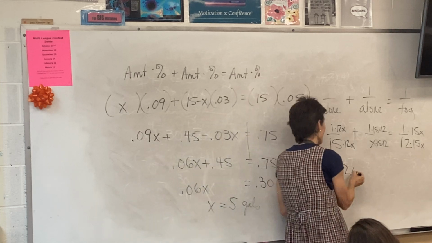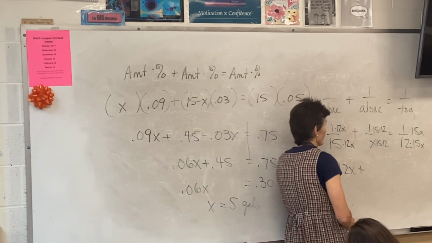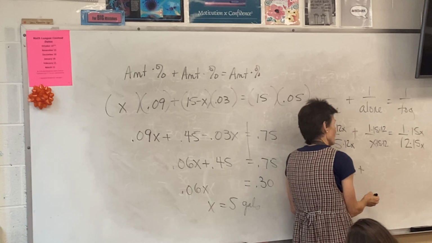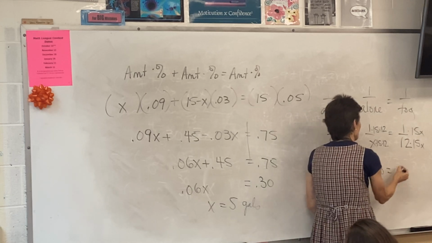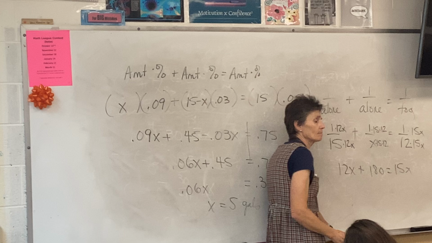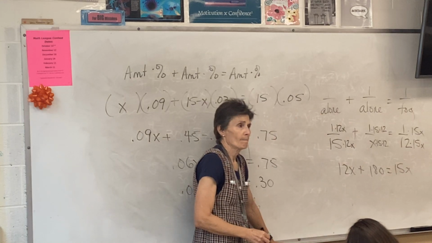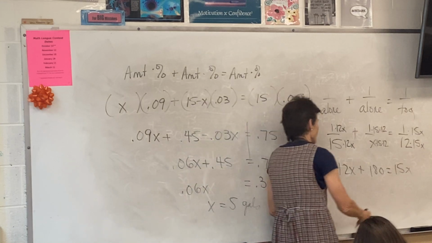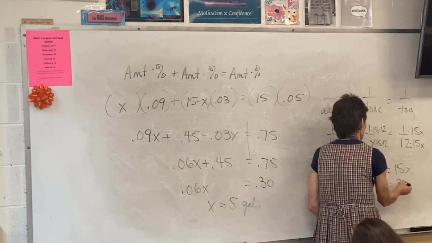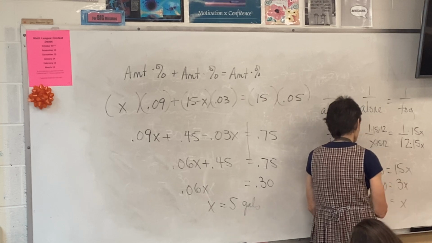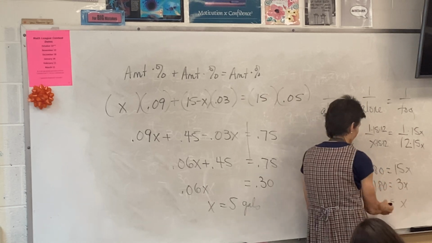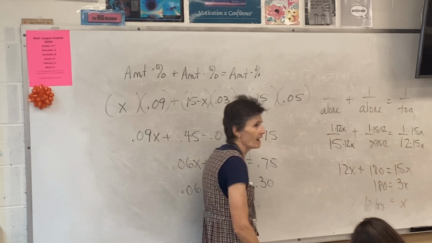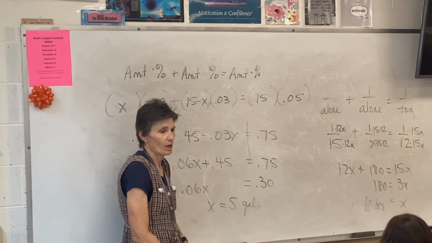I don't even have to think. So 12X, 180 equals 15X. 180 equals 3x. Whoa, 60 hours? Takes him 60 hours to get the job done.